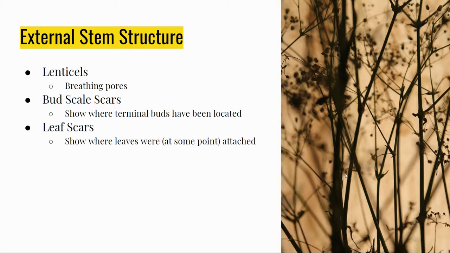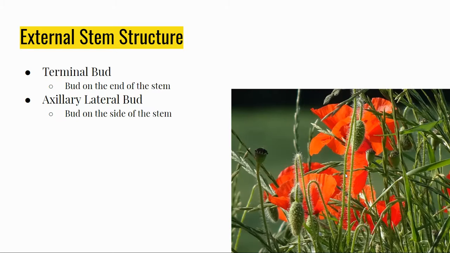So some external structures: the lenticels, or breathing pores, and bud scale scars. These are going to show where terminal buds have been located in the past, and leaf scars are going to show where leaves were at some point attached to the stems. A terminal bud is a bud that's on the end of a stem, and an axillary or lateral bud is a bud that's on the side of the stem.